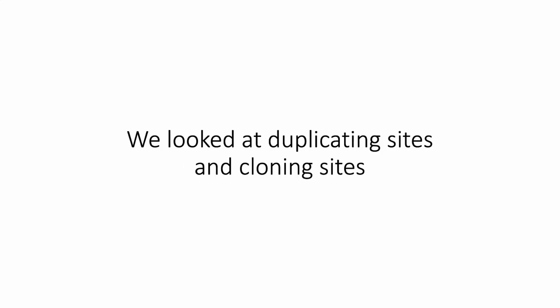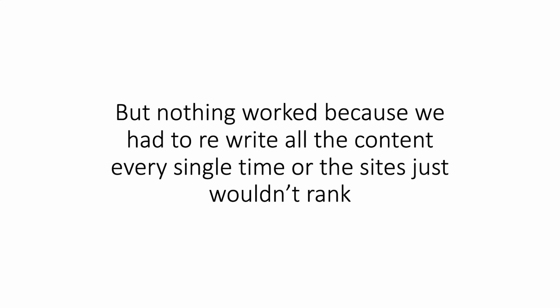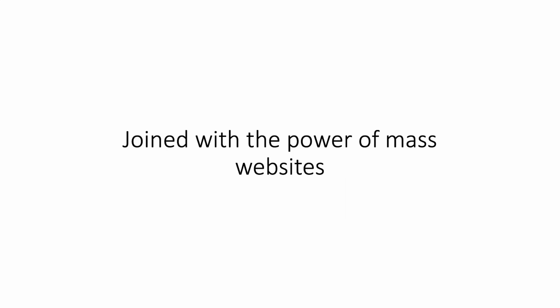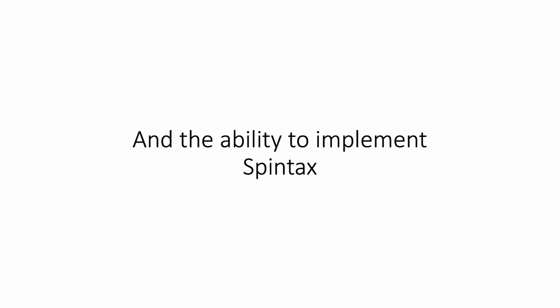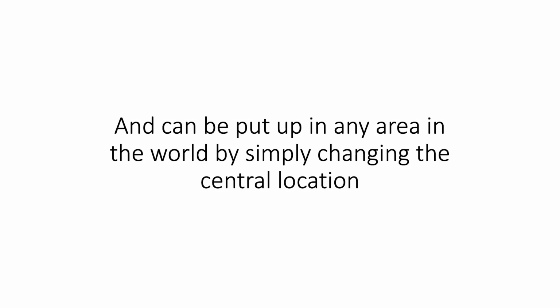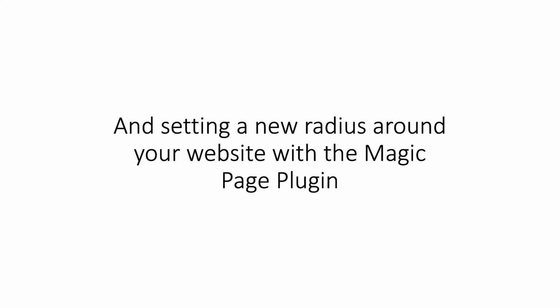Right, so we looked at duplicate websites, we looked at cloning websites. Nothing worked because we still had to rewrite all the content every single time, or the sites just wouldn't rank. It was as simple as that, okay? You started throwing up the same content on every single site and it just wouldn't rank. That was until we created what's called an evergreen website. This used the power of mass pages, joined with the power of mass websites and the ability to implement something called spin text, which we will teach you about, on every single page and every single element of the website. These websites are spun so deeply that they can be cloned hundreds of times in just a few minutes and can be put up in every area in the world by simply changing the central location and setting a new radius around your website with the magic page.